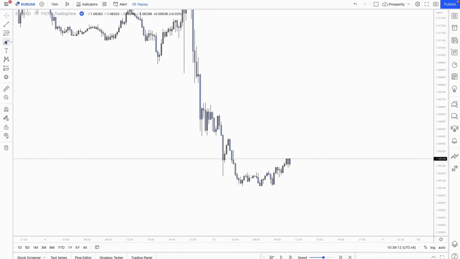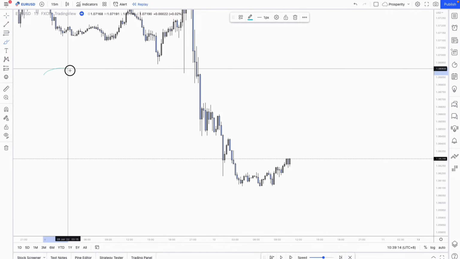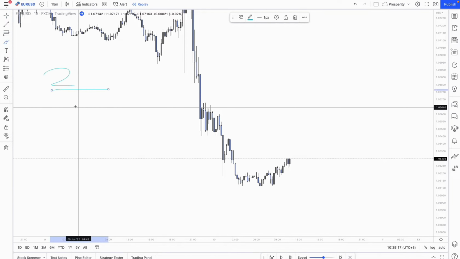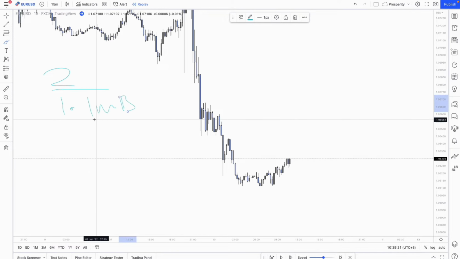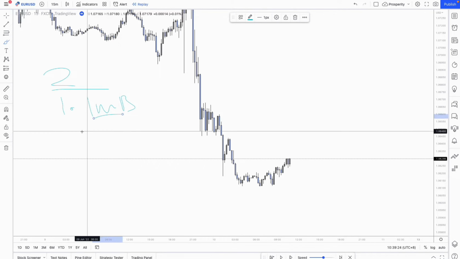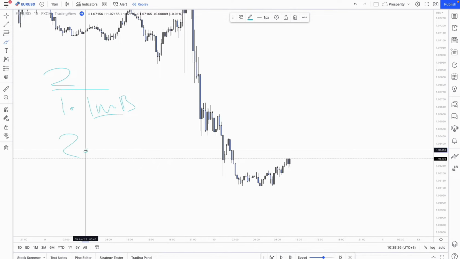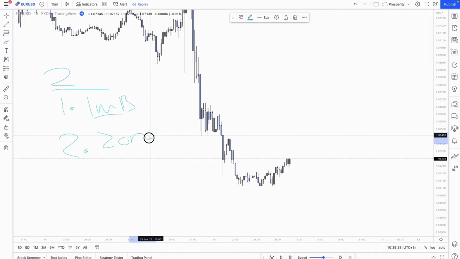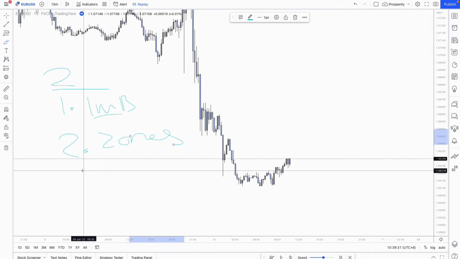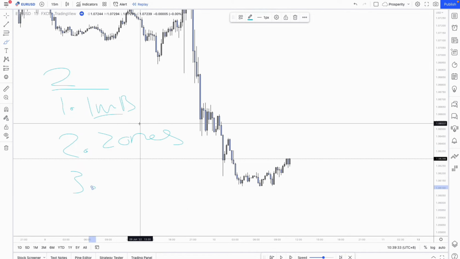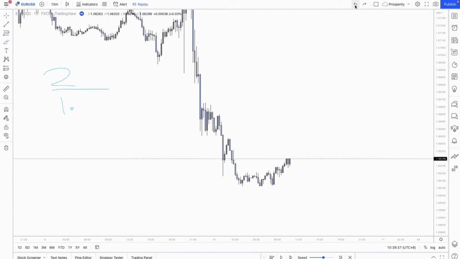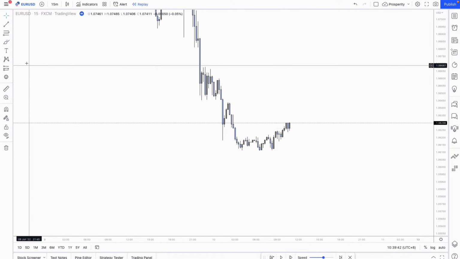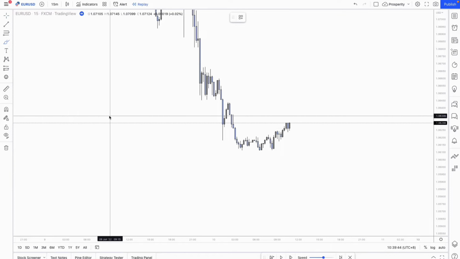This video is broken down into two main sequences. The first one is imbalance: what is imbalance, how to identify it, what does it even mean? And then the second one is the zones themselves. Stay around for the end of the video because I will drop a third gem, and it is a gem. Supply and demand.